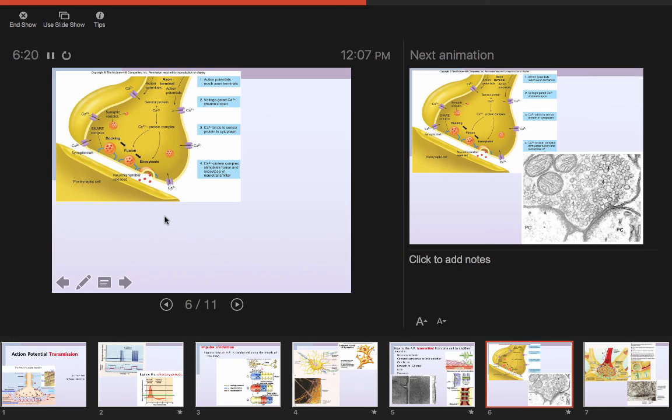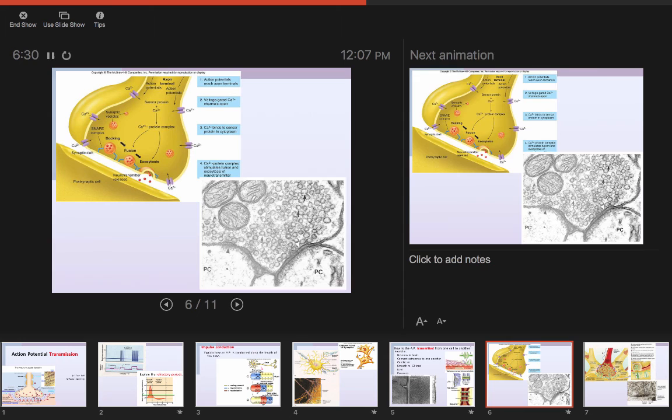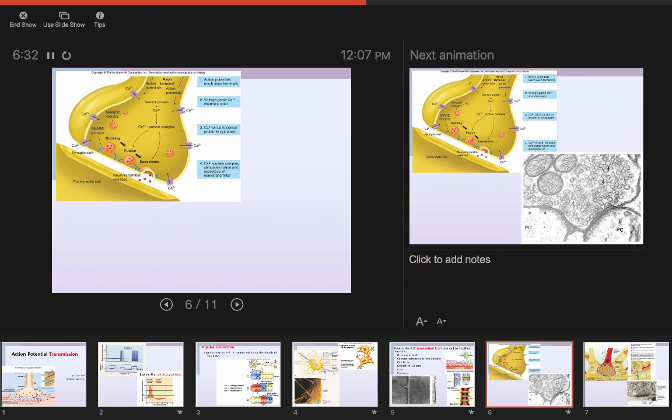Much more commonly, we find chemical synapses, and so the signal has to be transmitted chemically from one cell to another cell. And here we can see a presynaptic neuron. And this picture from your textbook is simply showing release of neurotransmitter from the presynaptic cell.